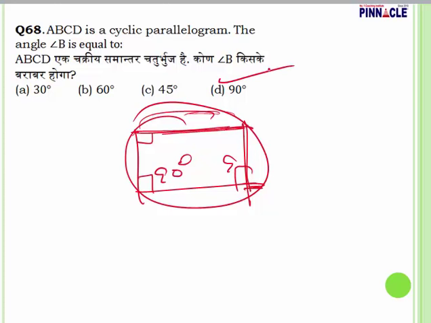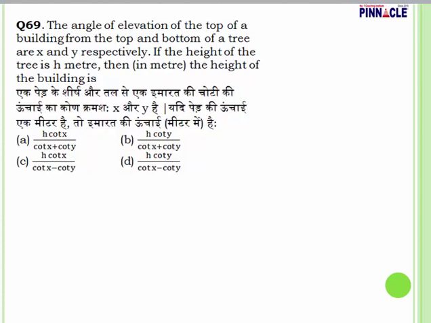So answer is 90 degree, D. Next question, question number 69. The angle of elevation of the top of a building from the top and bottom of a tree are x and y respectively. If the height of the tree is h meter, then the height of the building would be how much? This is height of the building, height of the tree.